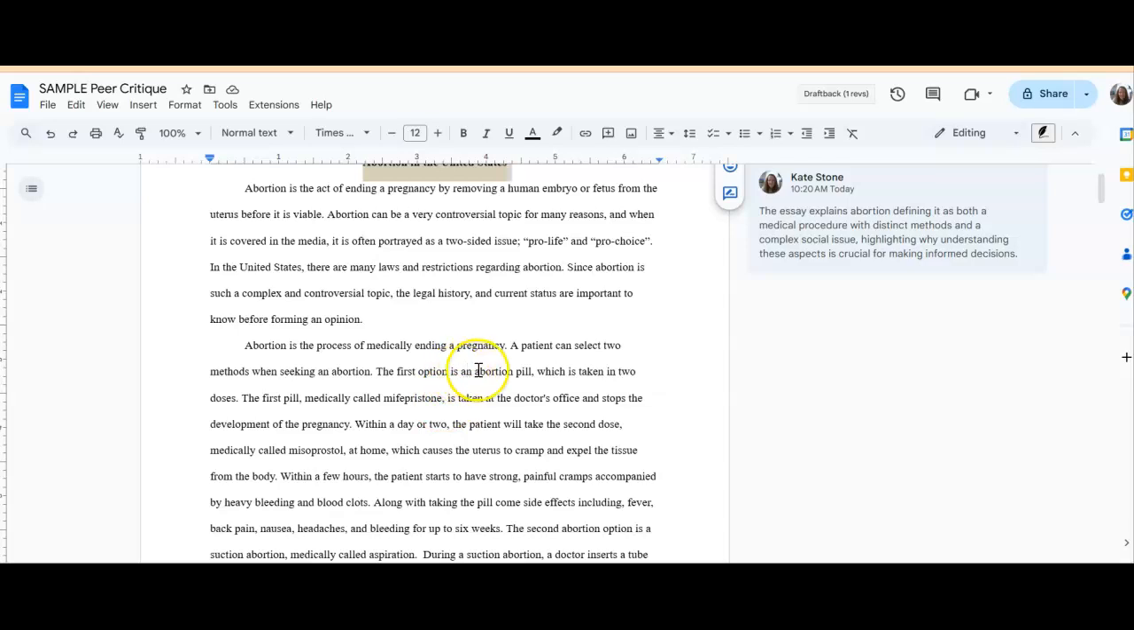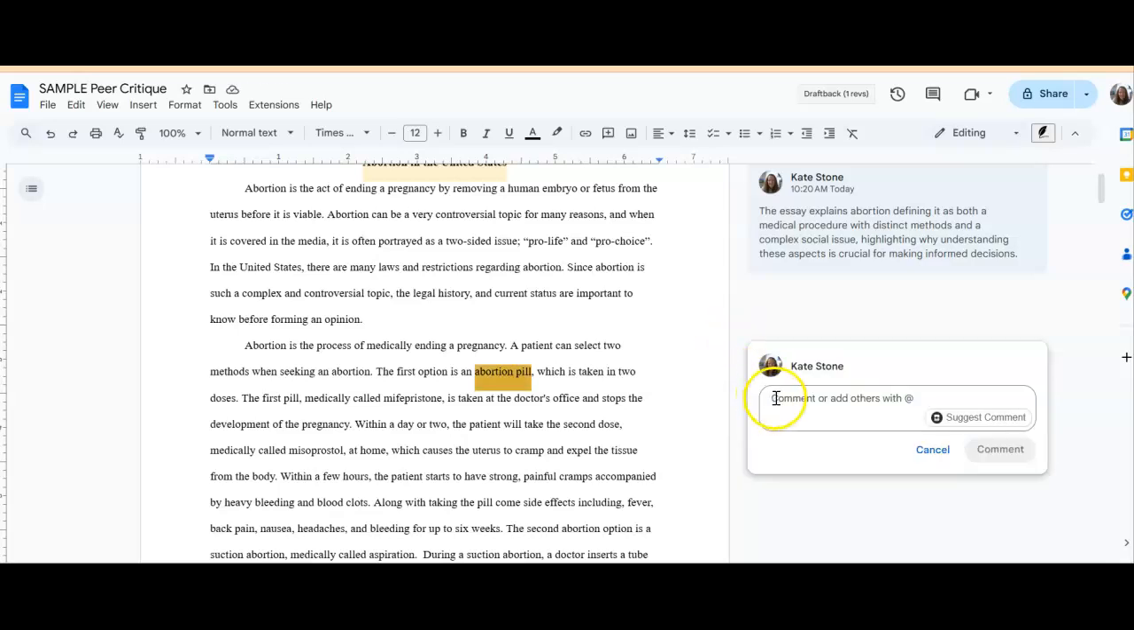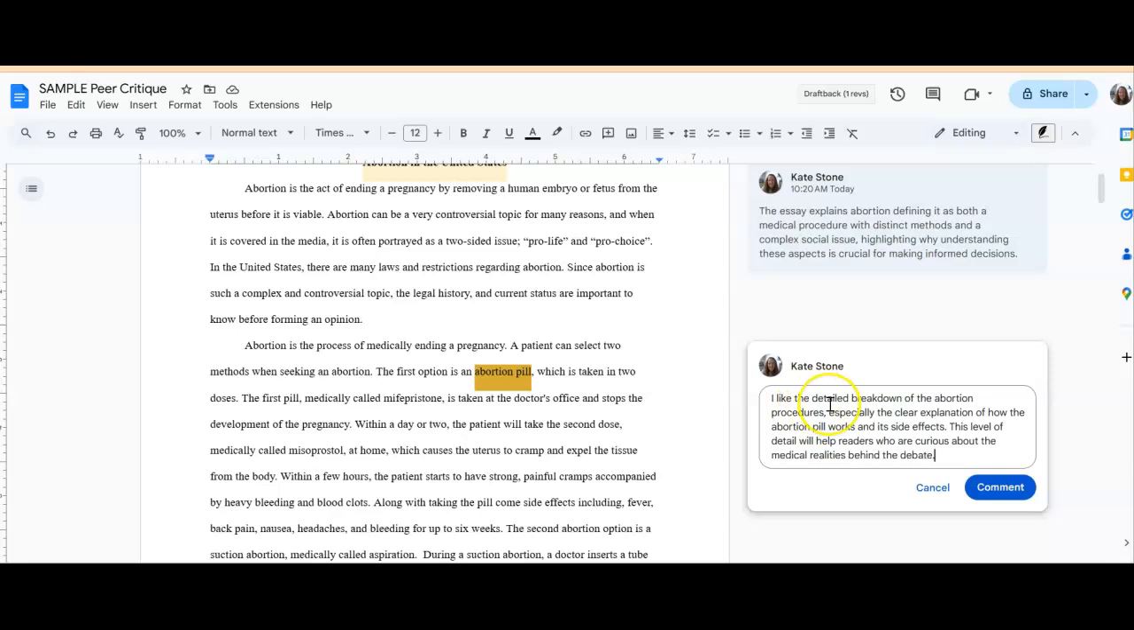So the praise that I have is about medical procedures, but more specifically, I have a comment about the abortion pills. So I'm going to highlight that word. I'm going to go ahead and paste my comment in right here. So what I liked was the detailed breakdown of what the procedures are, but especially the clear explanation of the abortion pill and kind of the side effects that it could have.